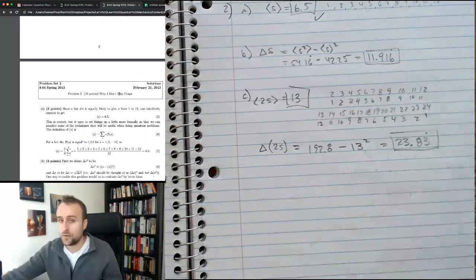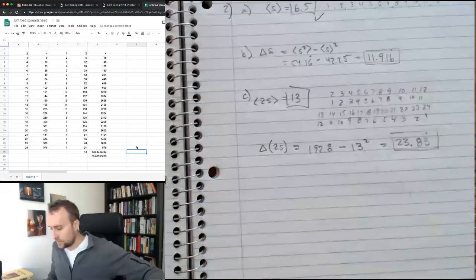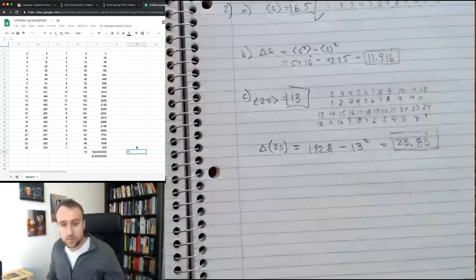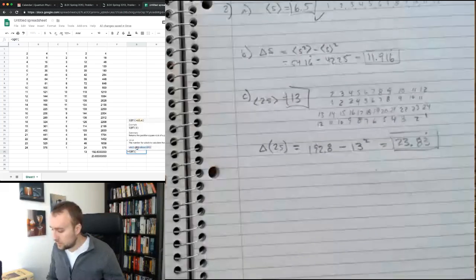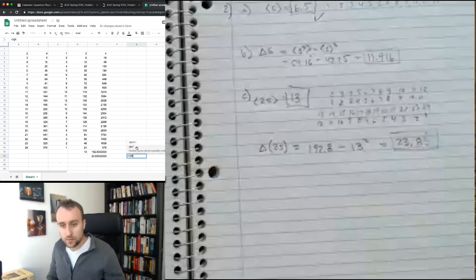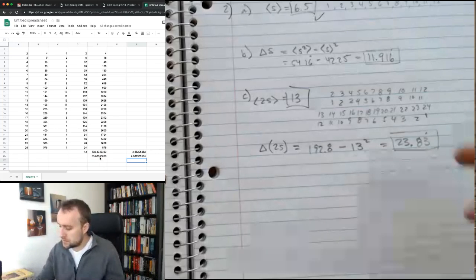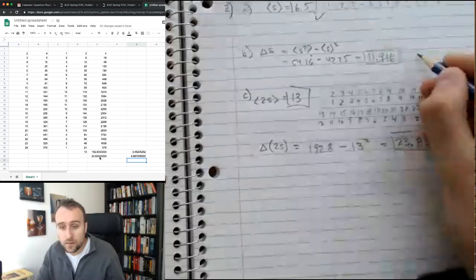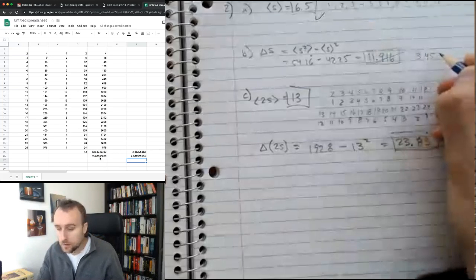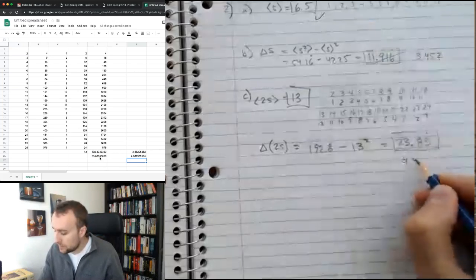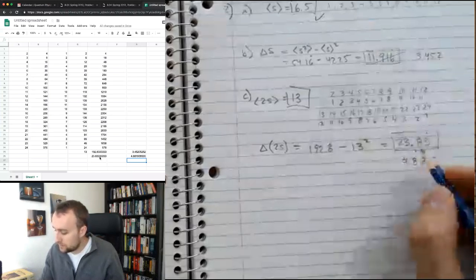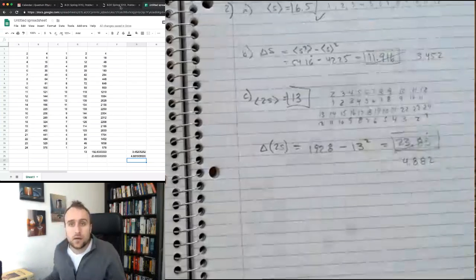So let me just do it in the spreadsheet. That'll be a bit easier. So we've got equals square root of 9166 and equals square root of this. So hold on a sec. This is actually 3.452, and this is actually 4.88882. Let's go back.